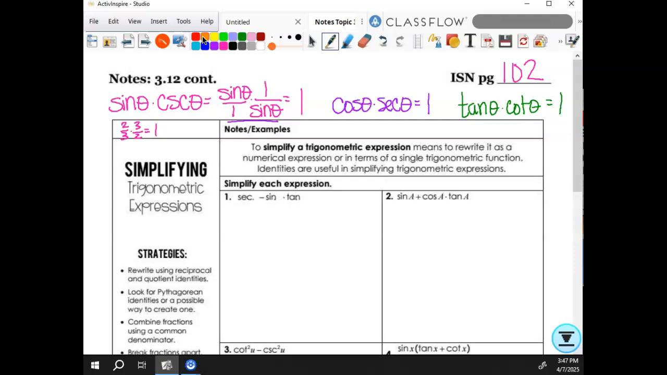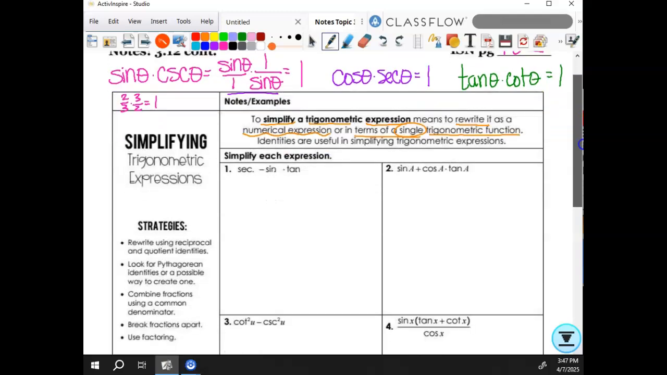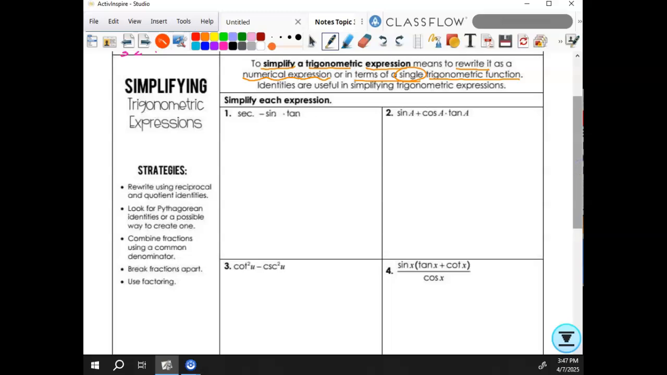We still need an end goal. If we're going to simplify a trigonometric expression, what that means for us right now is we're going to rewrite it in an equivalent form as either a numerical expression, meaning maybe our answer is 1, or in terms of a single trigonometric function. Identities are useful when we're doing this. And then we have some strategies, so we'll talk about these as we go through some of them, but let's just go through them.